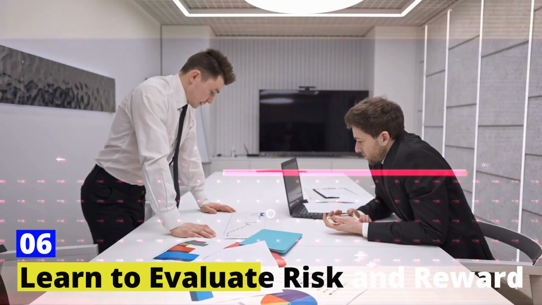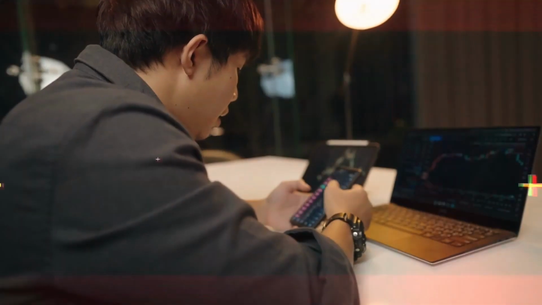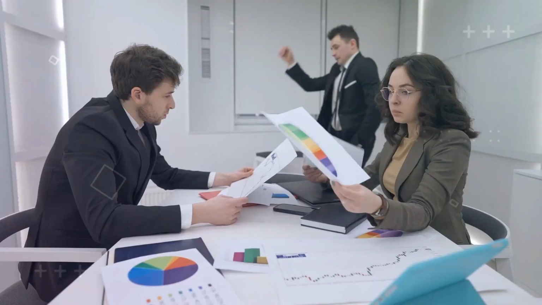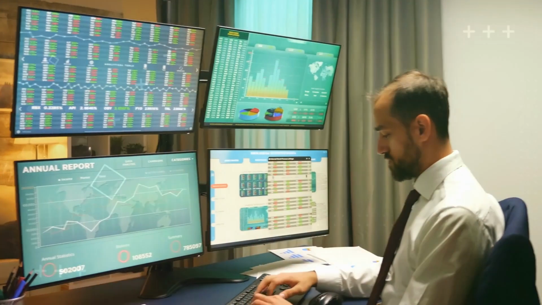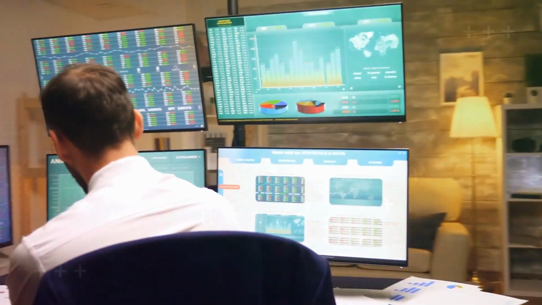Investing rule number 6. Learn to evaluate risk and reward. In the realm of investments, understanding the delicate balance between risk and reward is paramount to achieving success. Robert Kiyosaki's 6th rule guides us to master the art of evaluating risk and reward, allowing us to make informed decisions and navigate the intricacies of the investment landscape.